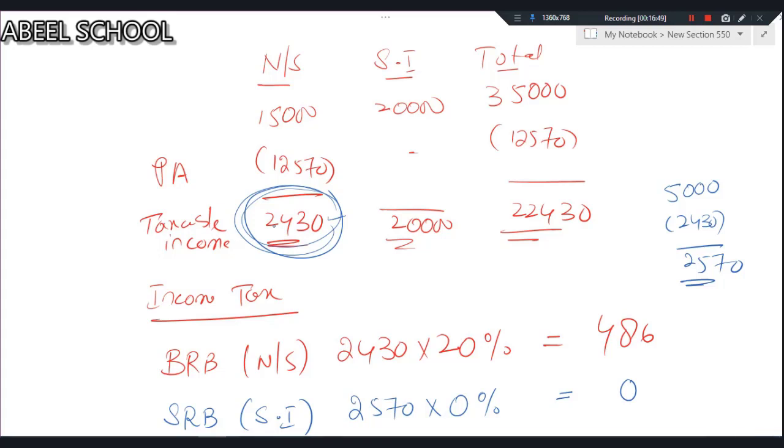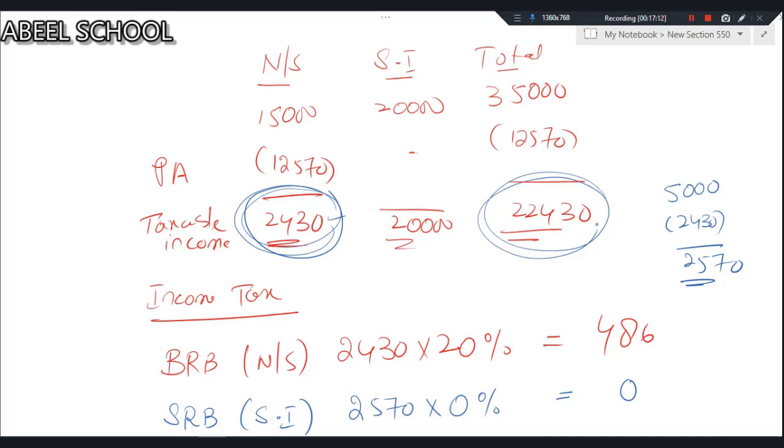Okay. Now another issue arises for the nil rate band. And in saving income, nil rate band depends on the individual's tax paying status. By looking at 22,430, we can easily decide this individual is a basic rate taxpayer. And whoever is a basic rate taxpayer, that individual gets a nil rate band of 1,000.